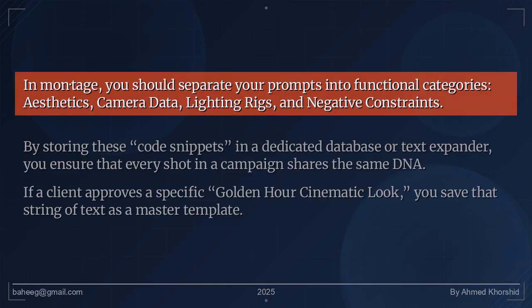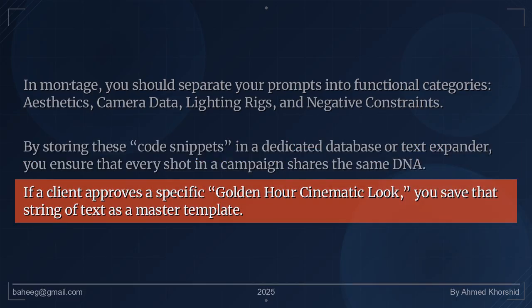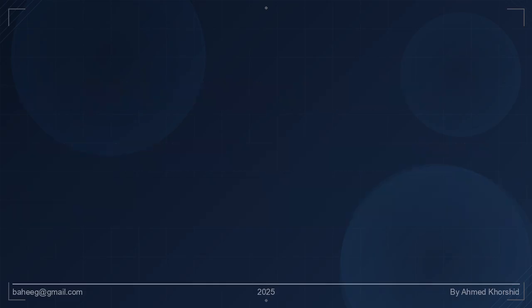In Montime's Tage, you should separate your prompts into functional categories: aesthetics, camera data, lighting rigs, and negative constraints. By storing these code snippets in a dedicated database or text expander, you ensure that every shot in a campaign shares the same DNA. If a client approves a specific golden hour cinematic look, you save that string of text as a master template.